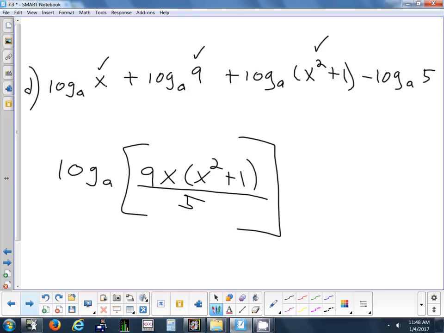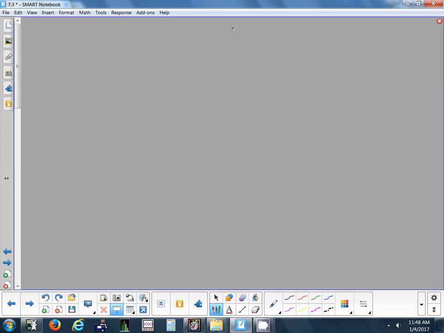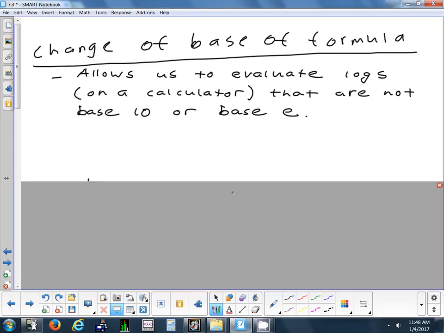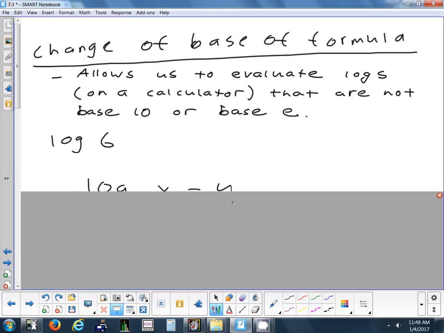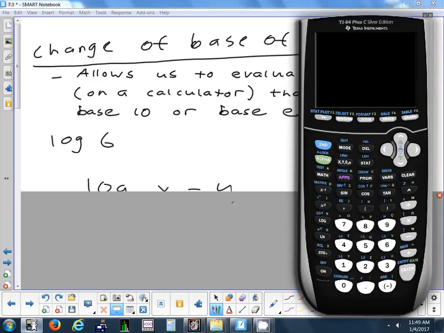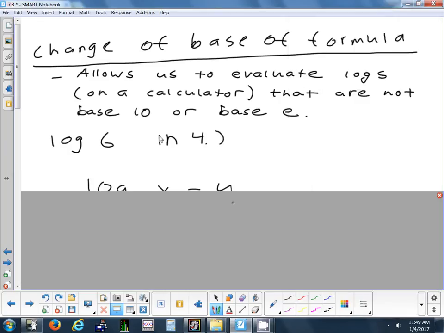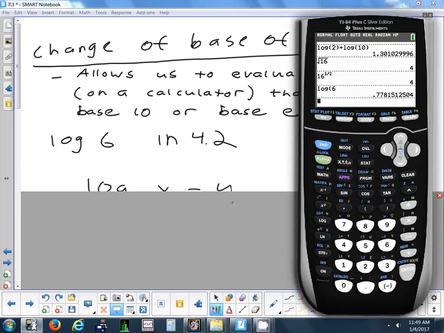All right, so the last thing I'm going to show you is how to do something on the calculator. Right now, if I asked you to find this, everyone should be able to do it. You just go on your calculator, find your log button, log 6, and you can do it because it's base 10. If I asked you to find the ln of 4.2, that's something else you should be able to do because you have a button for it.